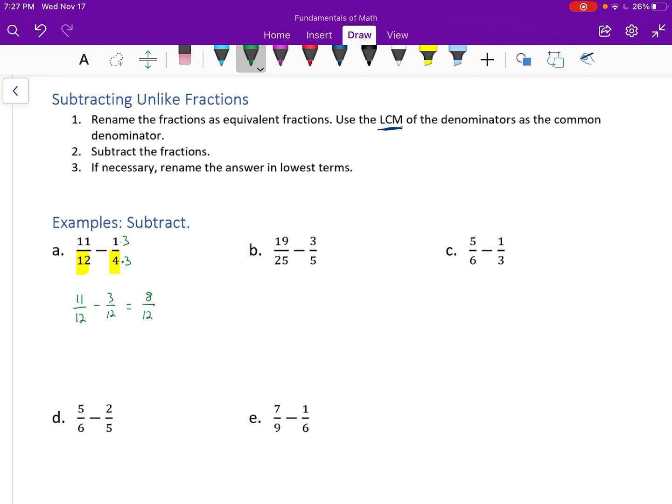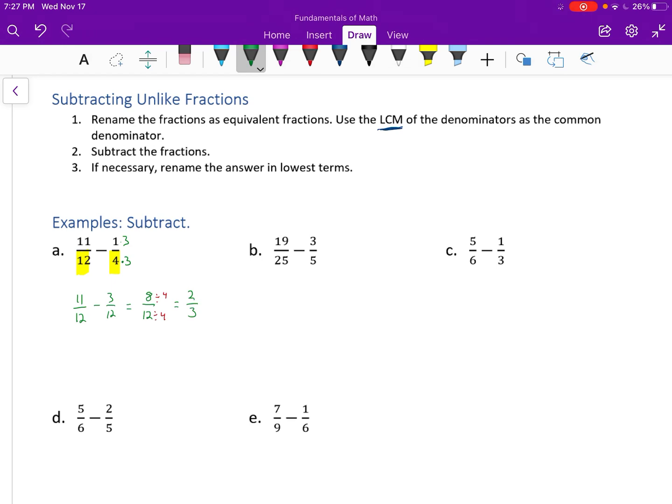8/12. Is it in lowest terms? No, it is not. We can divide both of those by the common factor of 4. And we get 2/3. Is that in lowest terms? Yes, it is. So we're finished there.